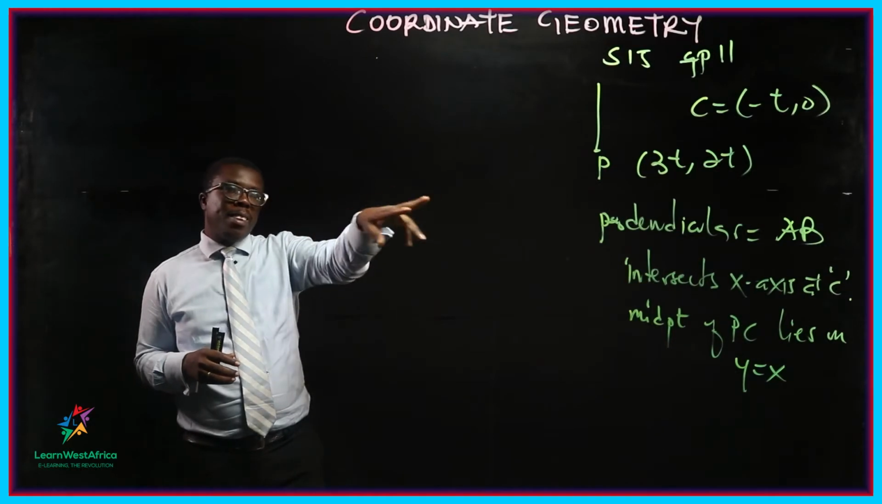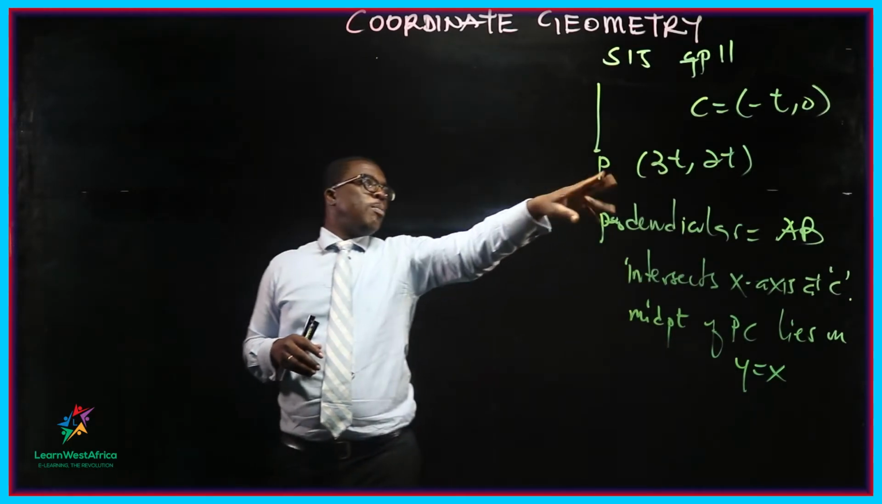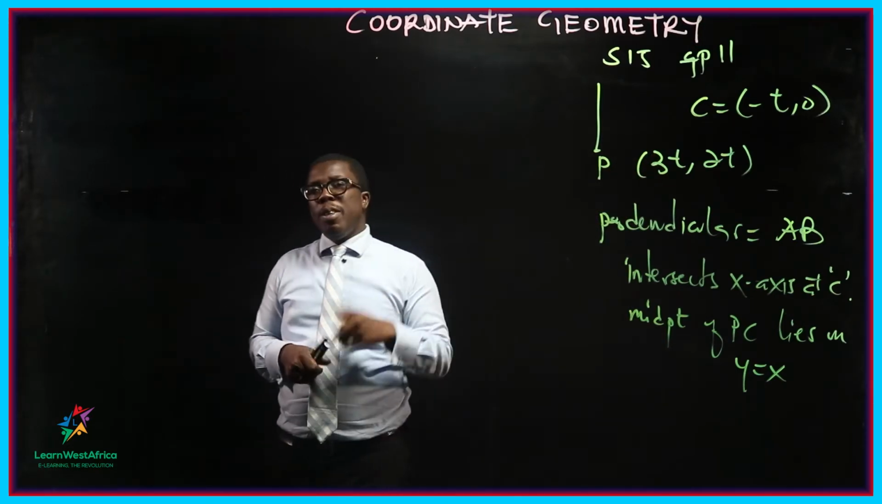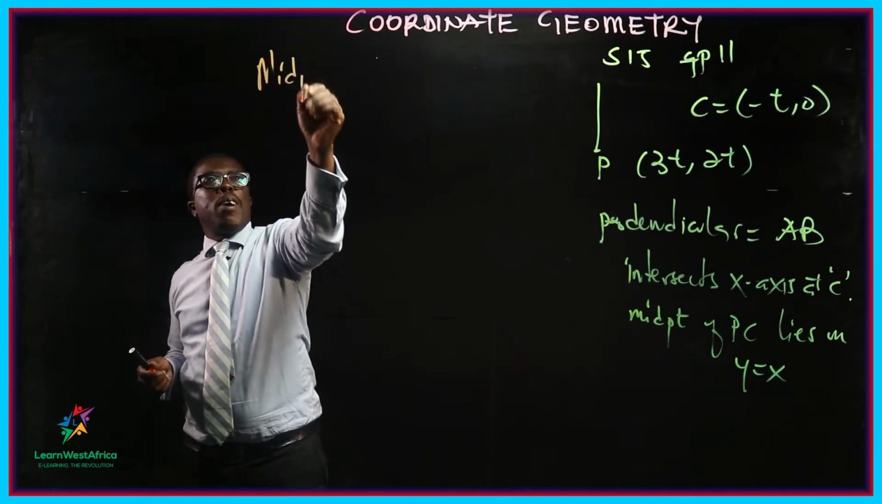Okay, so we have the essential parts just there. Our C is minus t, 0 and that. So we are saying that the midpoint of PC. Let's find the midpoint of PC. So we know midpoint. How do we find midpoint?